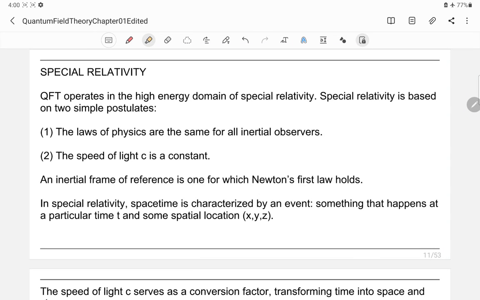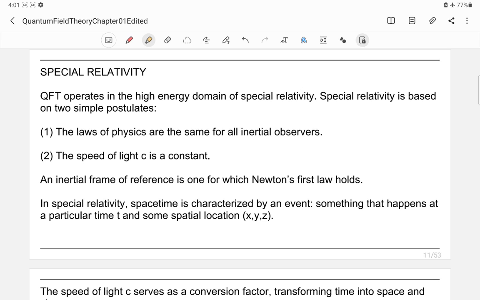In special relativity, QFT operates in the high energy domain of this area. And this area is based on two simple postulates: that the laws of physics are the same for all inertial observers. By the way, an inertial frame is one in which Newton's first law holds. And the second one is that the speed of light is a constant in any inertial frame.